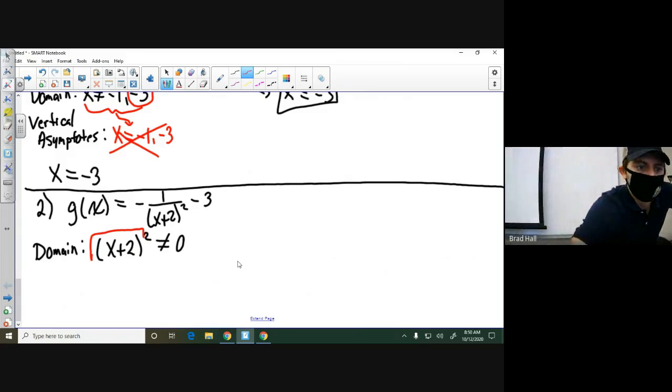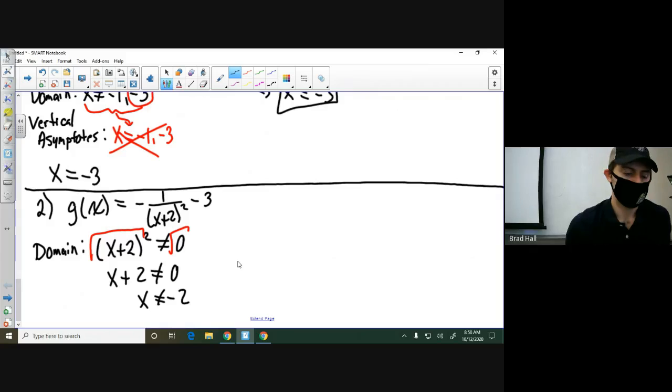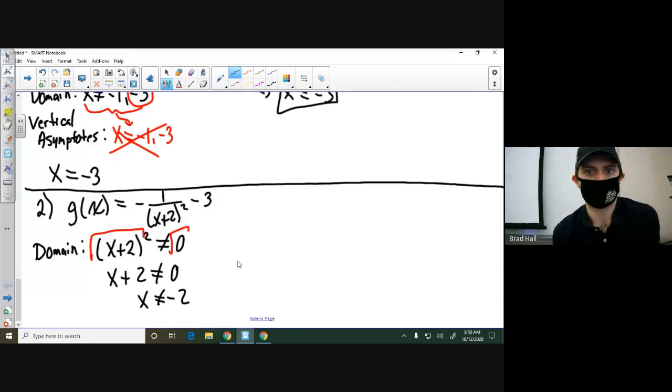Sorry about that. So yeah, we can square root both sides. The square root of 0 is just 0, so we simply have x plus 2 not equal to 0 now. And from there, it's just x is not equal to -2. So that is the domain.